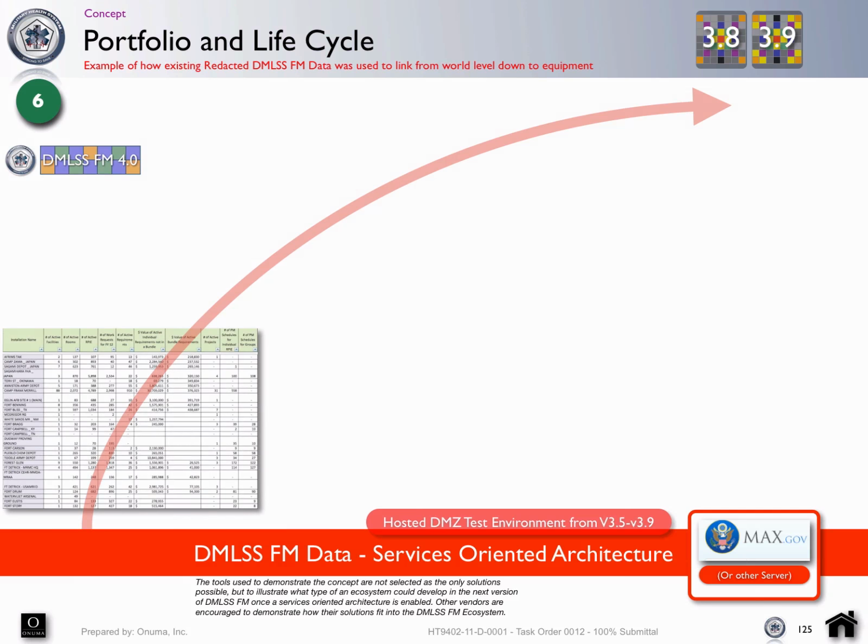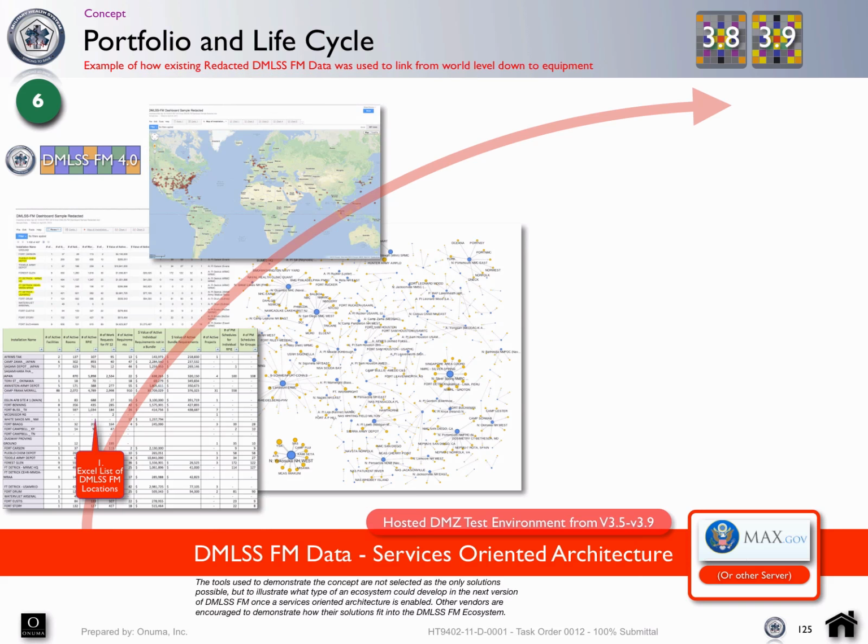So our starting point for this particular proof of concept was a list of facilities for all the DMLSS servers and their locations. The data was redacted, so it's not the actual data, but it was an Excel file that was taken. And then to illustrate the point that this type of data, with the tools that are out there today, it's very easy to rapidly create functionality within a few minutes.